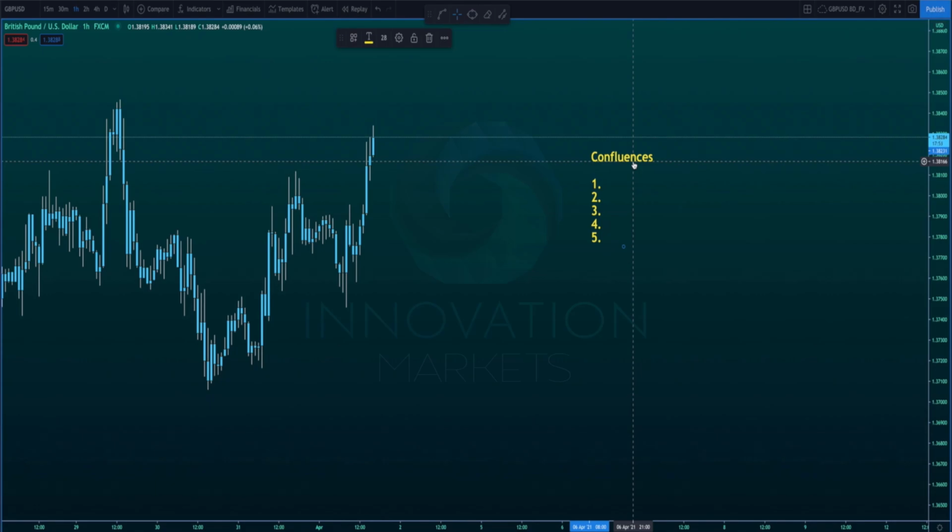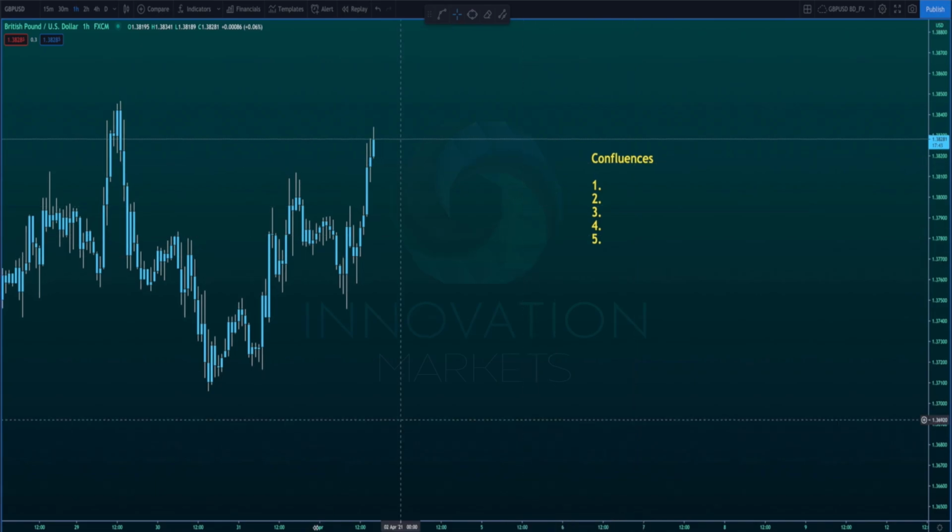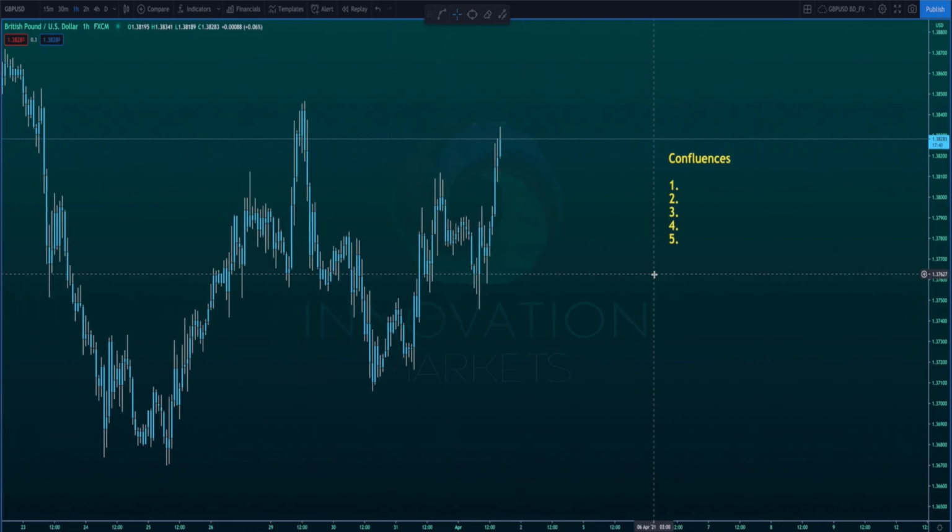As I just said, price action is one major part of confluences, because price action tells us what the market is doing. If we can see and understand what the market is doing, and we can read that, it gives us the confidence to take a trade.